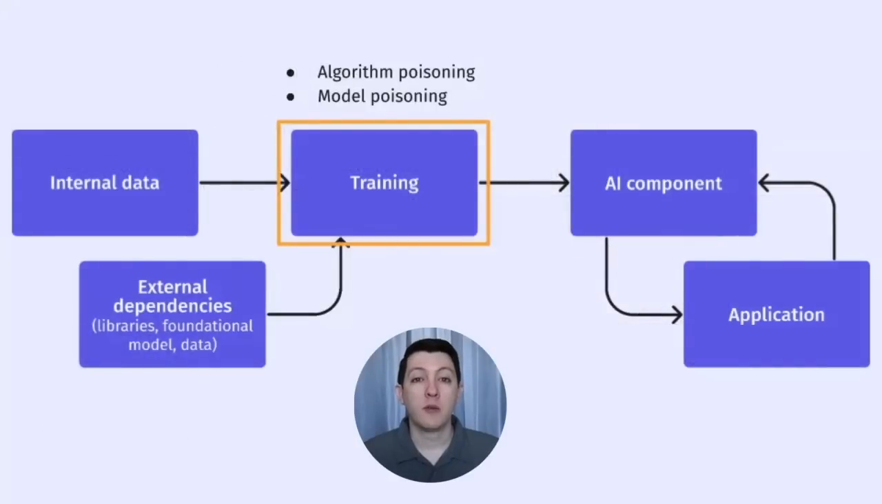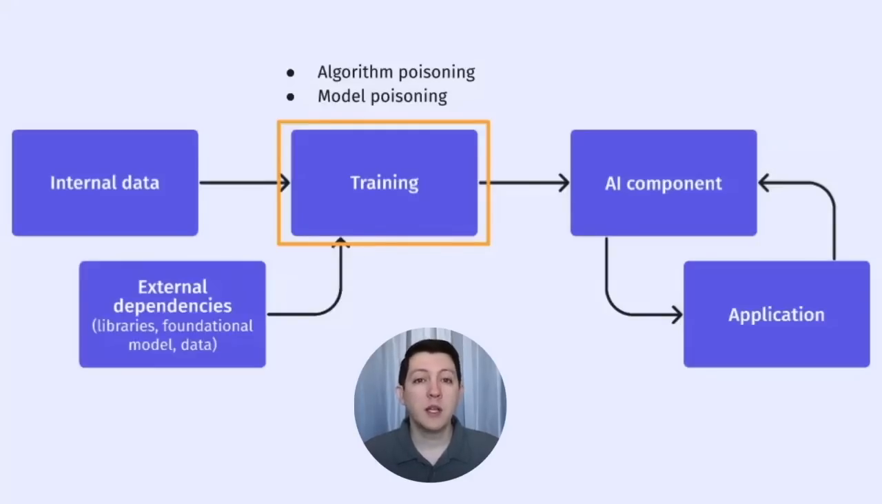Now, the next part of our threat model is training. After all, if attackers can compromise the training process, they don't need to mess with the internal data, or with all these other attacks on internal or external dependencies. They can sidestep the need for all of those things and just compromise the training process itself.